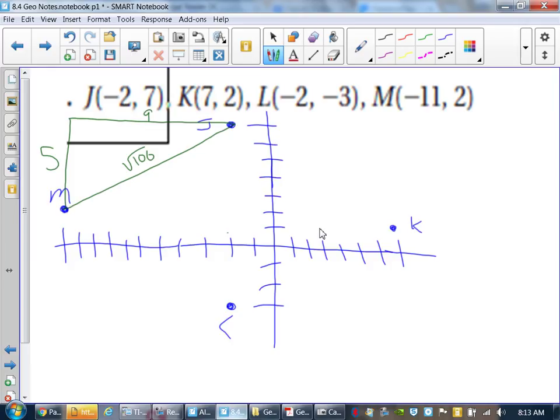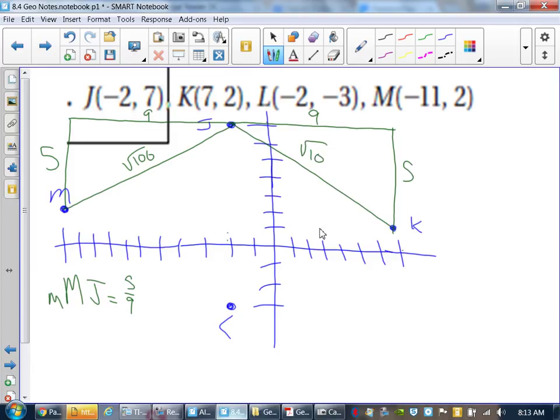So now you also know that you have the slope right away from M to J. The slope, you went up 5 over 9. So you know that right off the bat. Going from J to K, you started at -2, you wound up at 7, so how far is that? -2 to 7? 9. And then from 7 to 2 is 5. So it's another root 106.